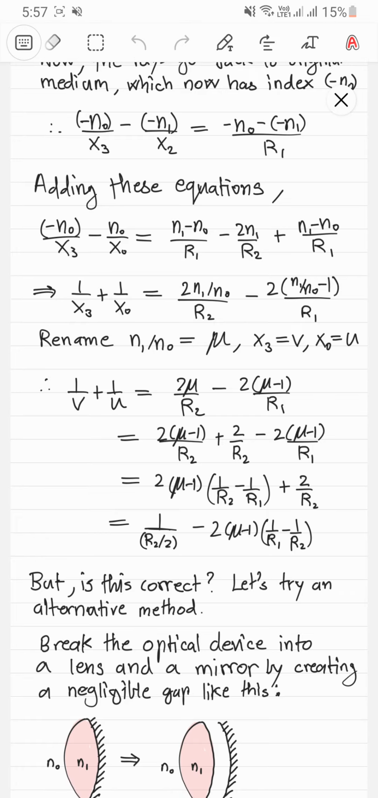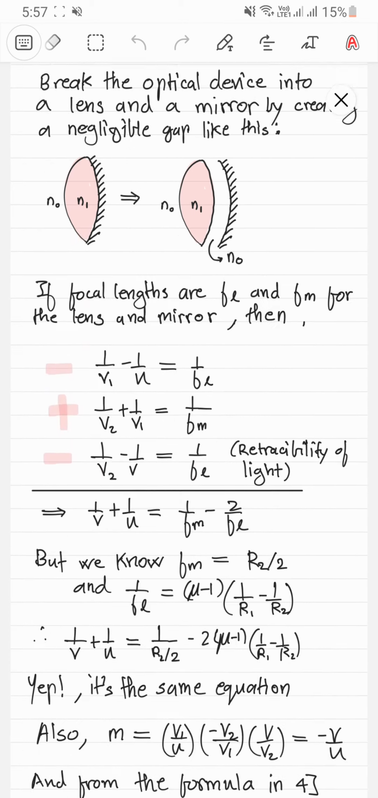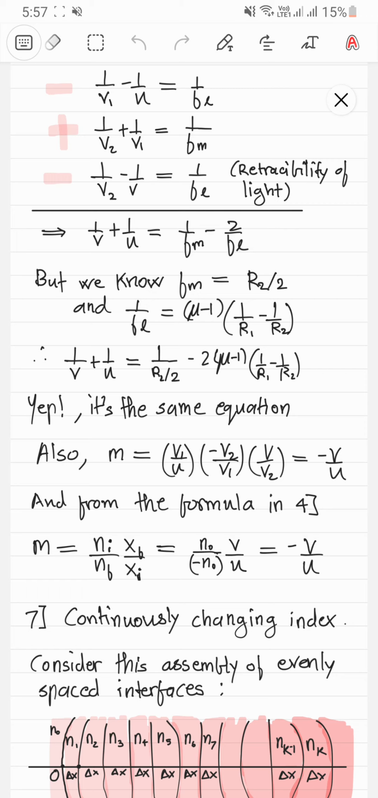Okay, then you do this thing and you just get this equation, which if you look at it, is identical to the equation we got earlier. So if you apply the lens maker's formula and the fact that the focal length of a mirror is just the radius of curvature upon 2, you get the thing. So that's what I did here.